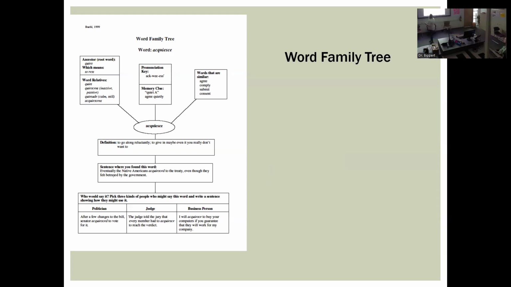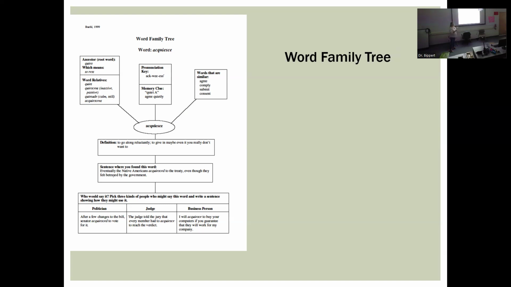Similar idea. It reminds me a little bit of Word Detective, but we don't have the visual image. There's more to it though. You're going to have information about the etymology of the word, relatives, memory. There's lots of different ways to do a word family tree. This is just one example. But here you are paying attention to lots of different things about the word.